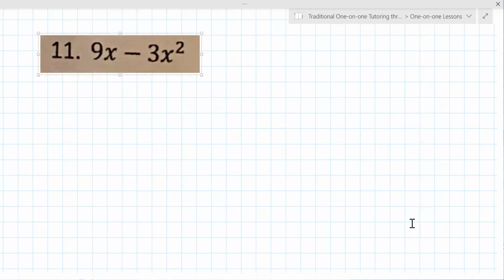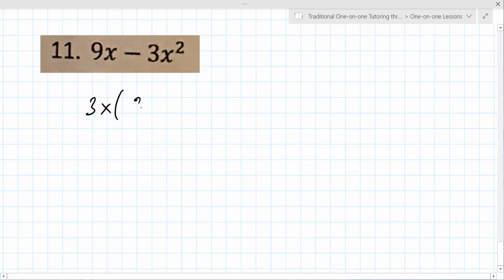3x parentheses 9 minus x. So 3x here. So if you put a... Oh, wait. I think I know. Okay, I'm sorry about that. 3 goes here, minus x.